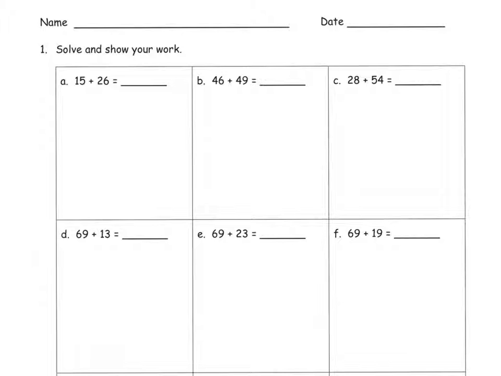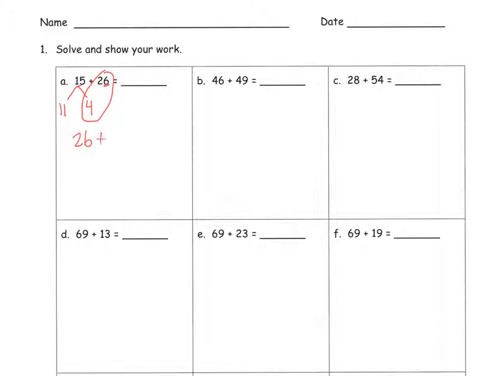So for this first one, I'm looking for the number that is in the ones place close to the next 10, and I see 6 is closer to 10 than 5. So how many more do I need to get to 30? Or to get to the next 10, I need 4. And I know that 4 and 11 make 15. So now I'm adding this.